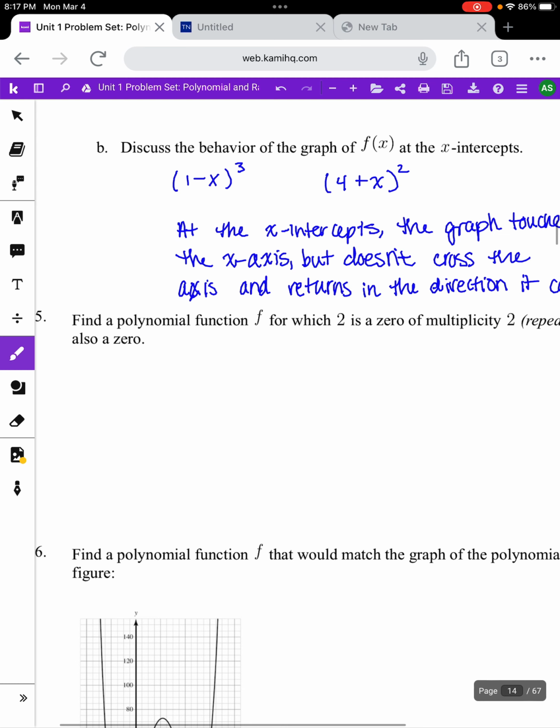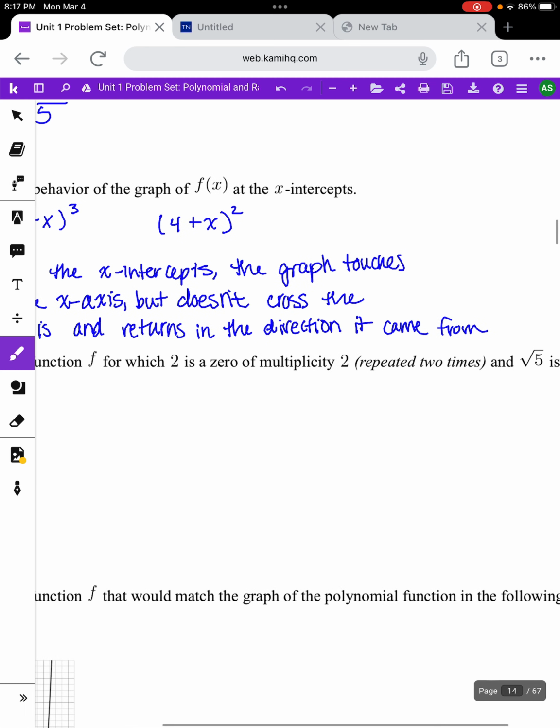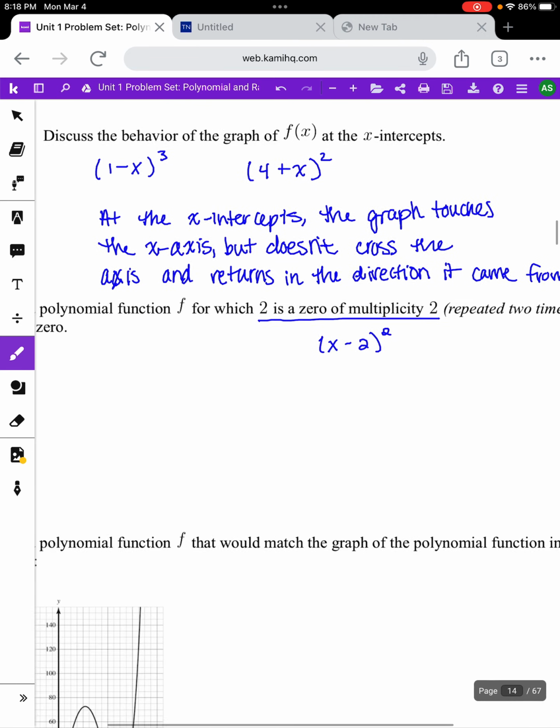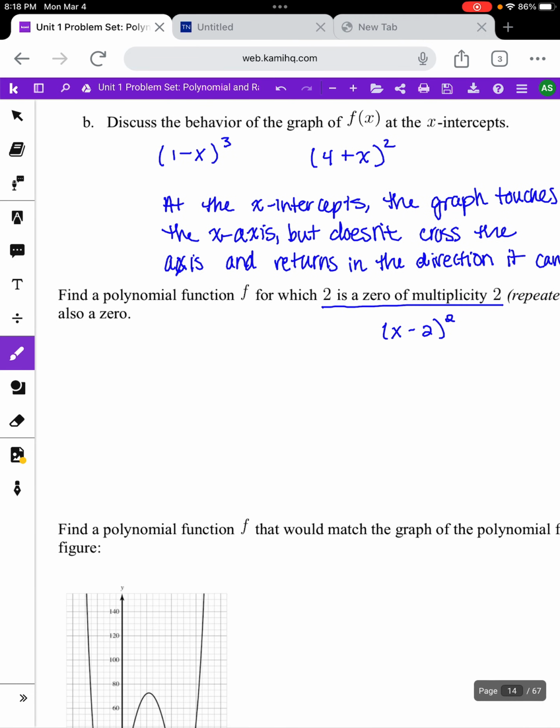Find a polynomial function f for which 2 is a 0 of multiplicity 2. That means it's repeated 2 times, so x minus 2 squared. And root 5 is also a 0. Okay, so x minus root 5. Boom. You want me to find a polynomial, so you want me to multiply those two things together. That's really actually quite ugly, but if this is true, then you know what else is true?